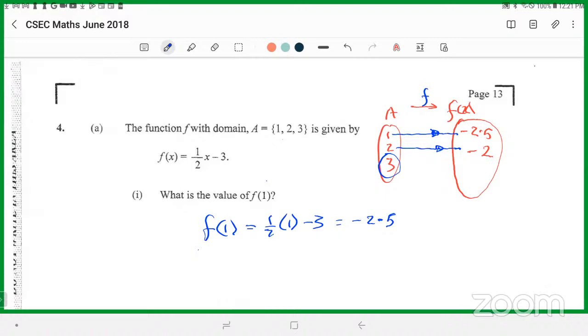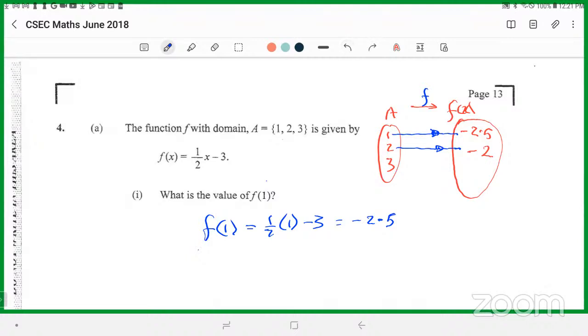Guys, it's easy enough. If you want to know what 3 maps onto, you put it in the function, and the function tells you what it maps onto. This function is mapping x values onto f of x values. That's what the function does. It maps these domain values onto values over here. So I don't have all the other pairs yet. I know 1 maps onto negative 2.5, and 2 maps onto negative 2. To complete all the ordered pairs based on this domain, I need to know what 3 maps onto.